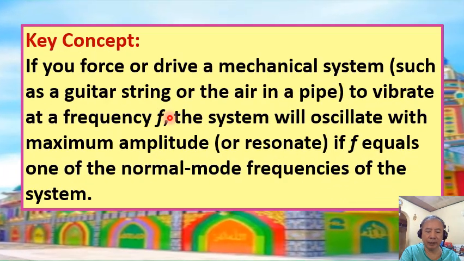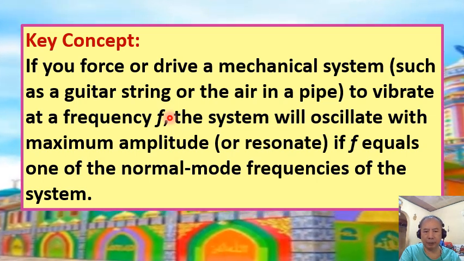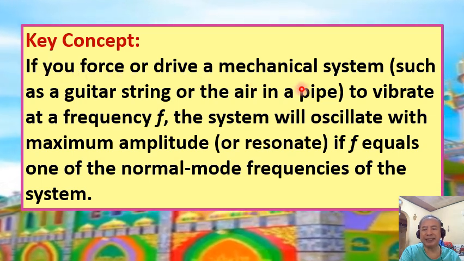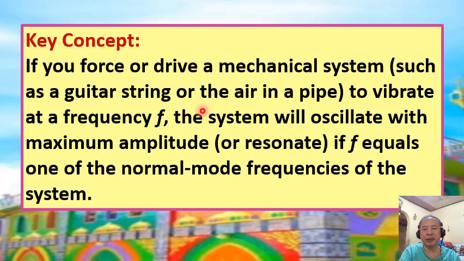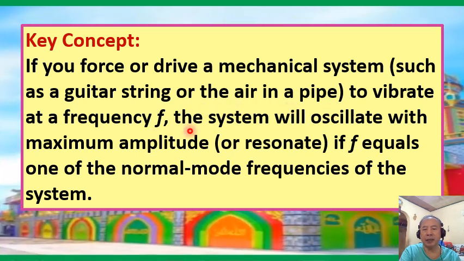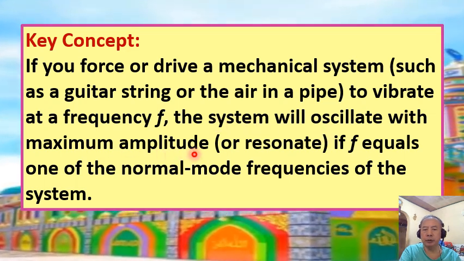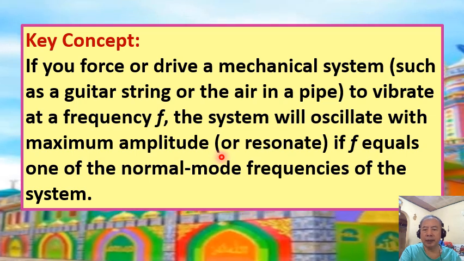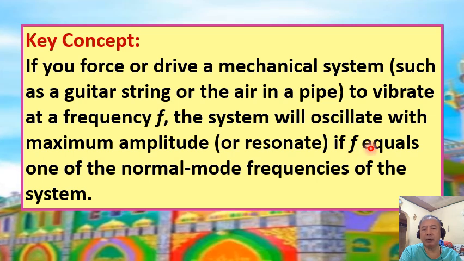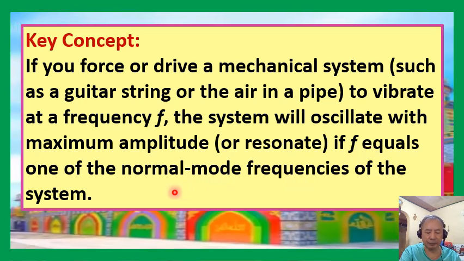Before we end, let us stress the key concept that we have applied in this problem. If you force or drive a mechanical system, such as a guitar string or the air in a pipe, to vibrate at a frequency f, the system will oscillate with maximum amplitude. In other words, it resonates if the frequency f equals one of the normal mode frequencies of the system.